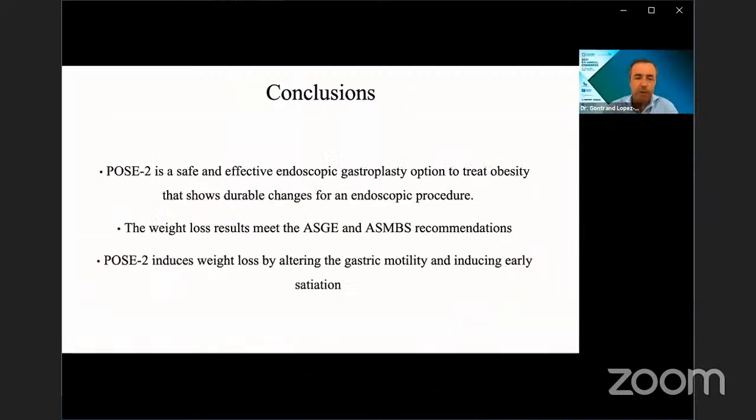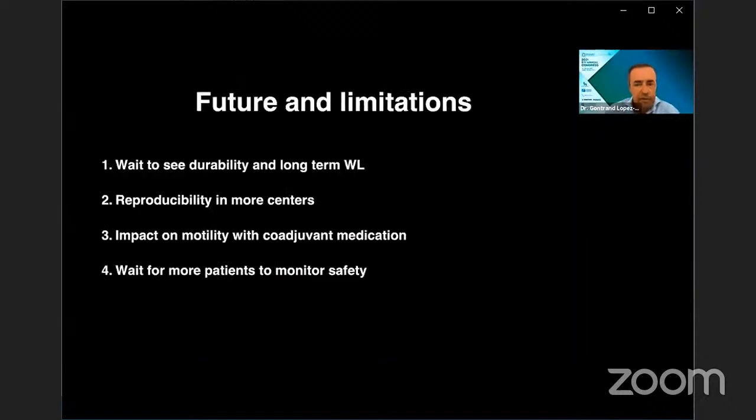So in conclusion, we can say that POSE 2.0 is safe and effective. It is an option of endoscopic gastroplasty to treat obesity that shows durable changes, talking for an endoscopic procedure. At least we are still watching 3-year data, but the applications we have seen so far, they are there. Weight loss results meet the ASGE's and ASMBS recommendation, and POSE 2.0 induces weight loss, altering gastric motility and inducing early satiety. Future and limitations of the technique: we are aware that we have to wait and see durability and long-term weight loss.